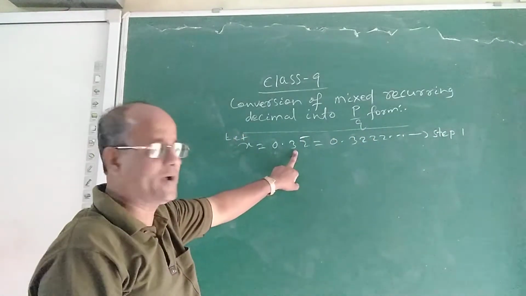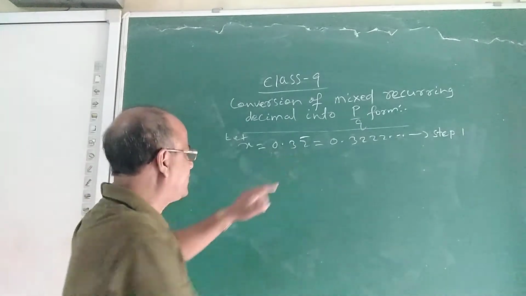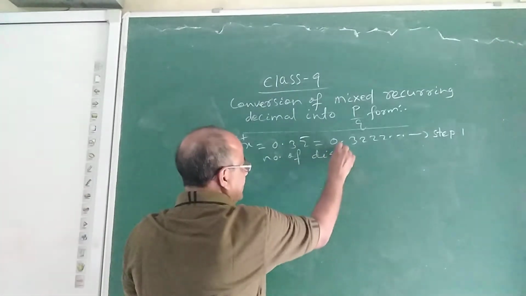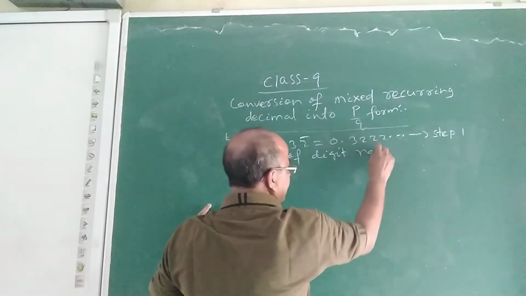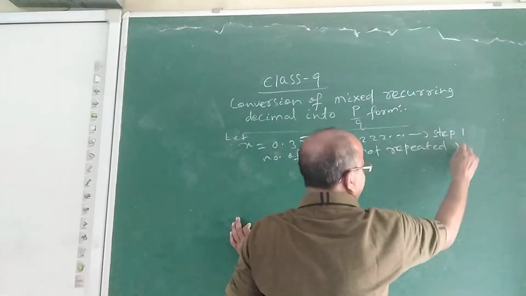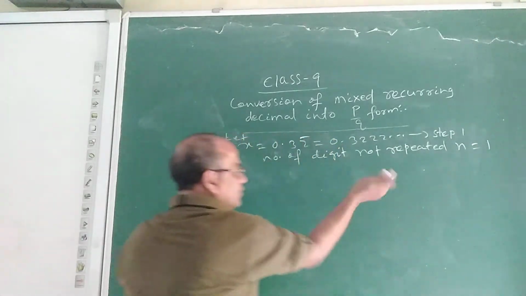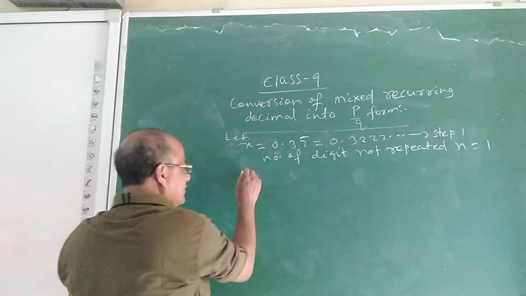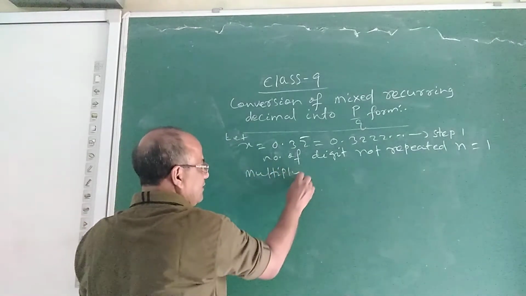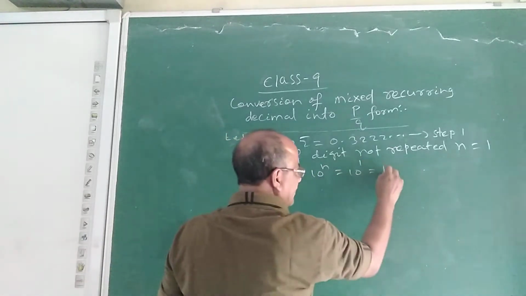Now what is the second step? The second step is you find out how many digits are not repeated. Here only one digit is not repeated, so n equal to 1. Then multiply 10 to the power n, means 10 to the power 1, that is 10, on both sides.